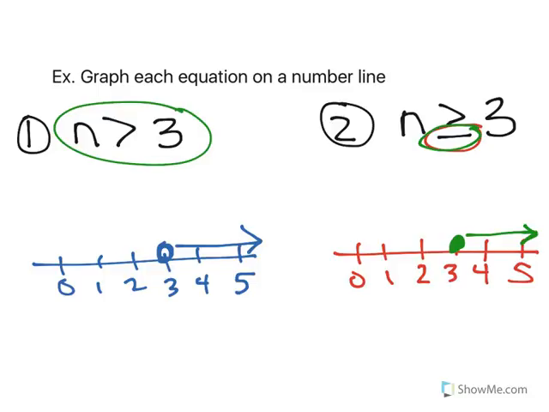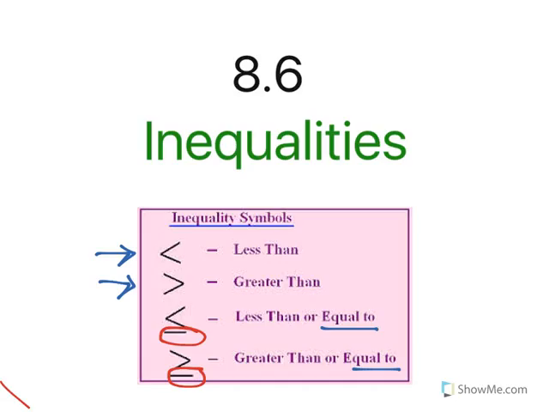That brings me to the end of this lesson on inequalities. Again, the biggest thing is to please remember these four inequalities: less than, greater than, less than or equal to, and greater than or equal to.